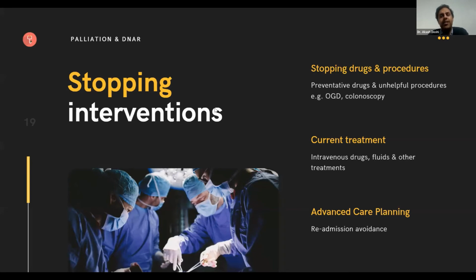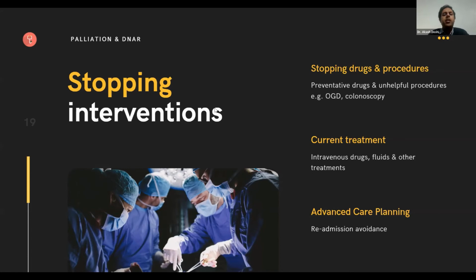Similarly, there is no point doing a colonoscopy to have a look because the patient's anemic for a cancer if they only have a survival of 3 months anyway. Picking up that cancer is not going to change that patient's journey in any way.